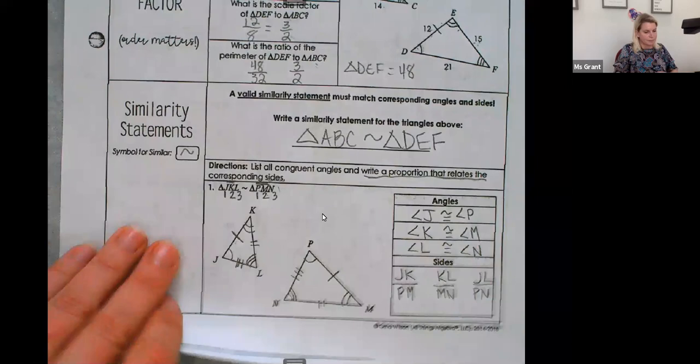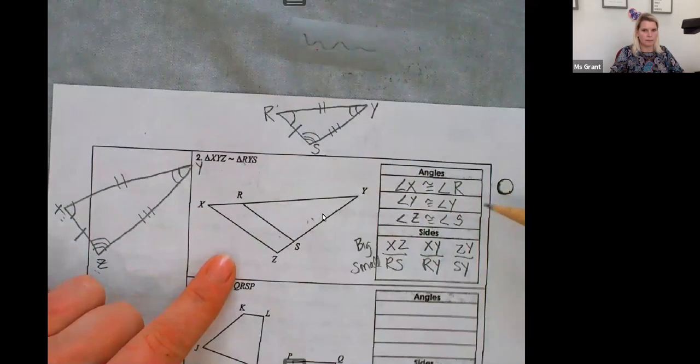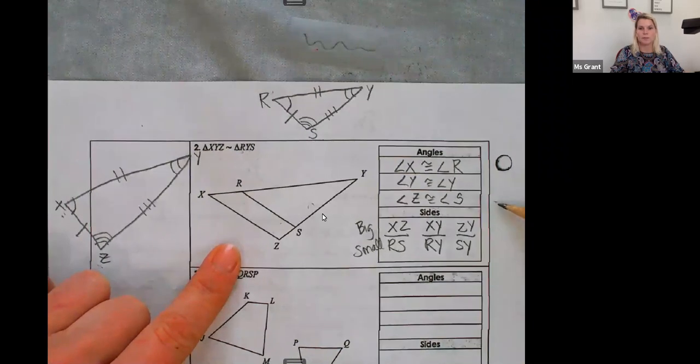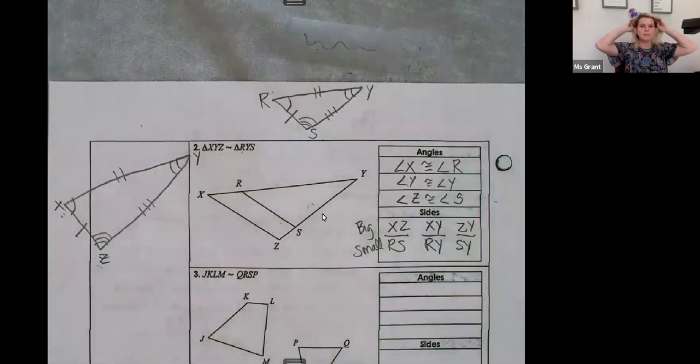Okay. I did another one just like number one. I separated the triangles because that is an easier way to compare when you break apart the two shapes. And now I'm going to go to number 4.